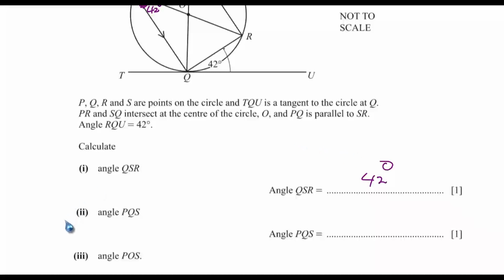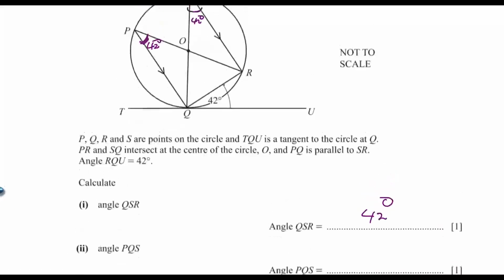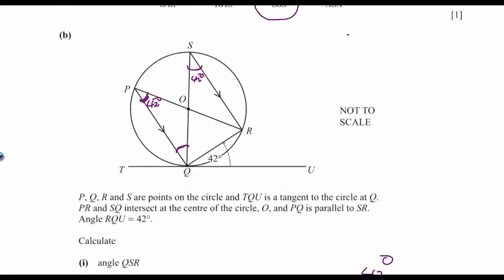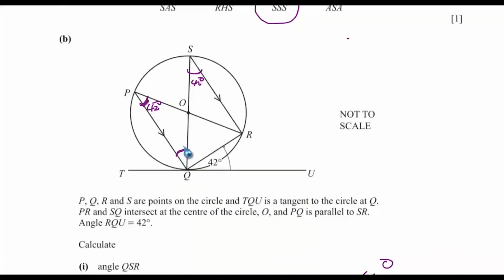Then we want to find the value of angle PQS. So let's mark it. PQS will be this angle here. Okay, so this is obvious. This will also be 42 degrees.